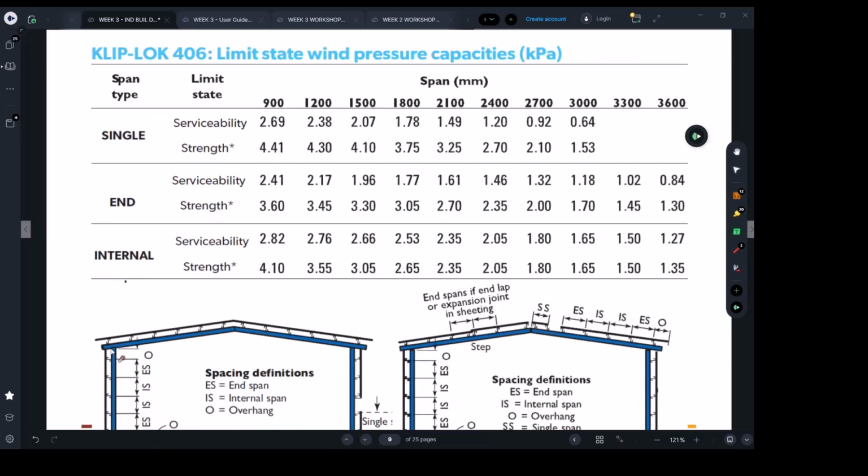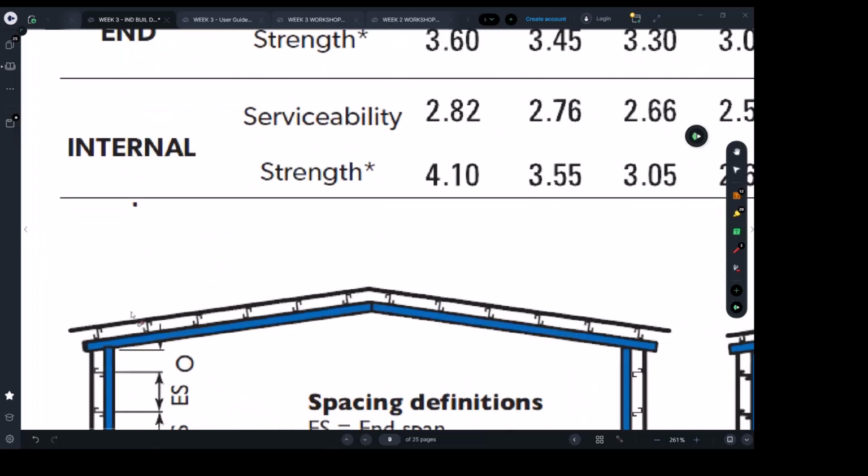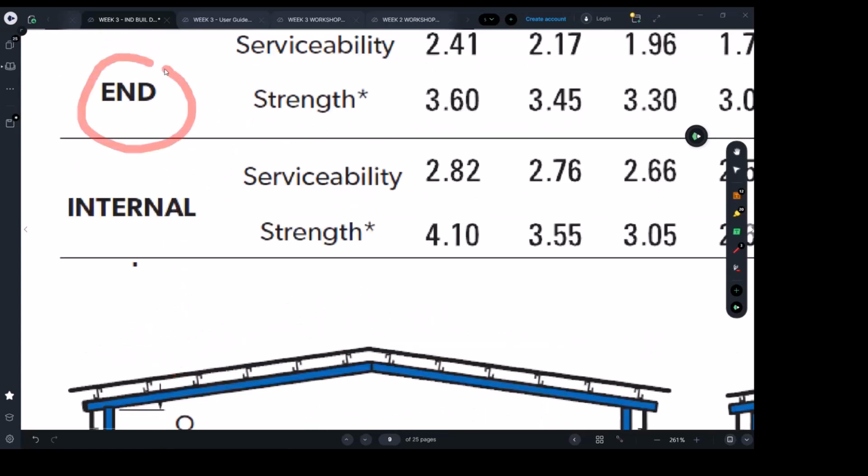Just to let you know, the end span is this span here. Because the sheet here is continuing, this is usually the end span. It works harder than the middle span, or the internal span. The internal span is here. The end span is here, the last span, whether this side or this side.